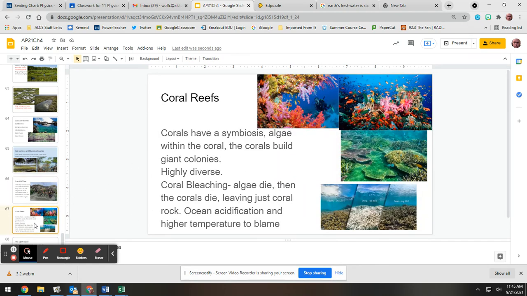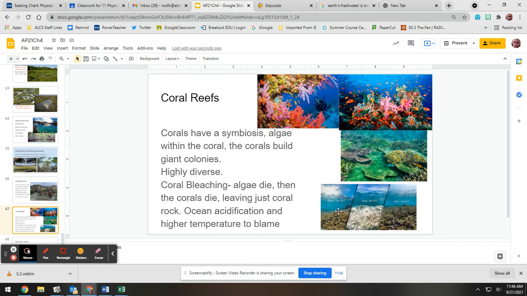Then we have everyone's favorite, the coral reef. In case you didn't know this already, corals are a symbiosis between algae and the coral plant. And so the coral builds a colony, this giant bony colony, and the algae live within it, and that's what helps everything just to grow. Coral reefs are one of the most highly diverse ecosystems on the planet. The problem is coral bleaching is killing them all over the planet as well. The algae die, then the coral dies, and it leaves just coral rock behind. Ocean acidification and high temperatures are to blame.